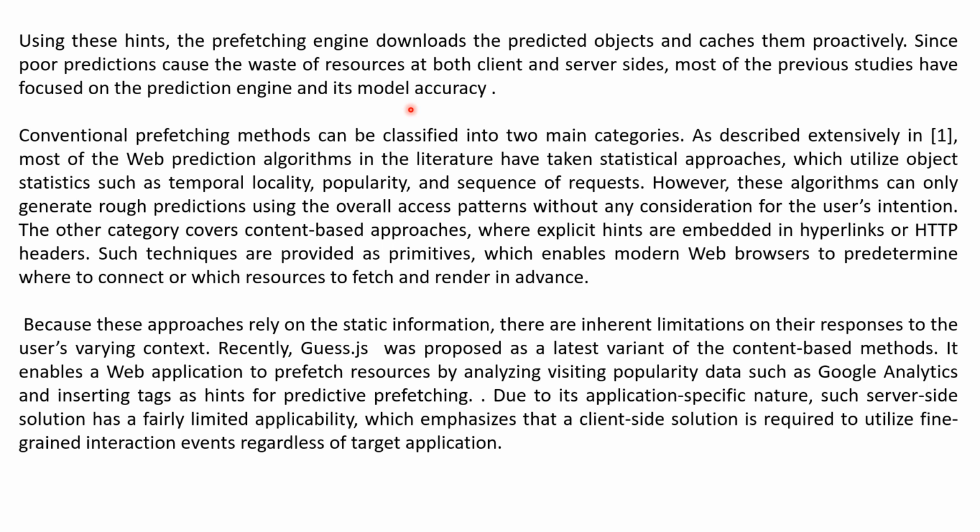Conventional prefetching methods can be classified into two main categories, as described extensively. Most of the web prediction algorithms in the literature have been statistical approaches, which utilize object statistics such as temporal locality, popularity, and sequence of requests. However, these algorithms can only generate true predictions using the overall access patterns without any consideration for the user's intentions.